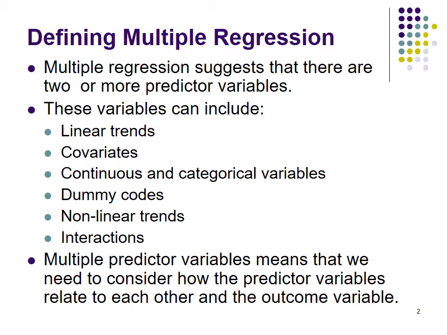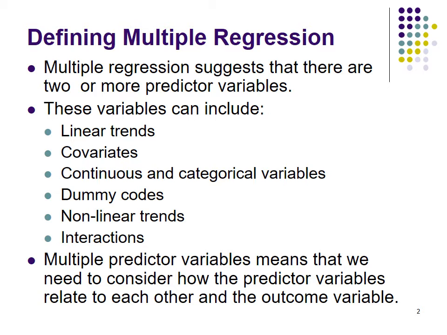Multiple regression, though the assumption is linear trends, we can create nonlinear trends to test that as well. And finally, we can look at the interactions between multiple predictors to see if there is something beyond an additive effect. Now, when we're looking at multiple predictor variables, that means we also need to consider how the predictor variables relate to each other and the outcome.